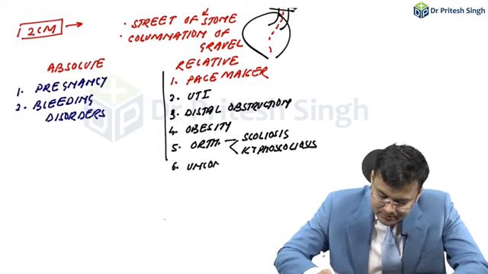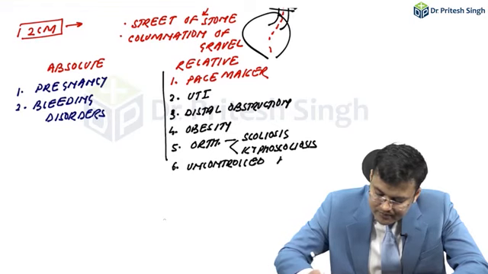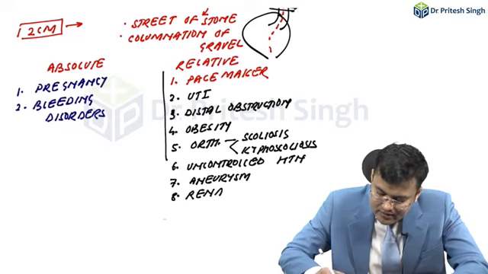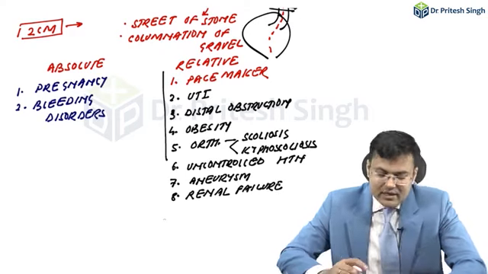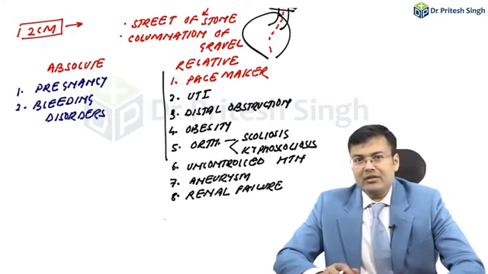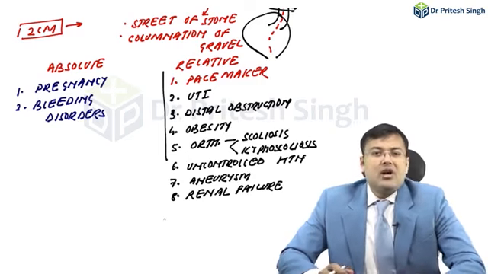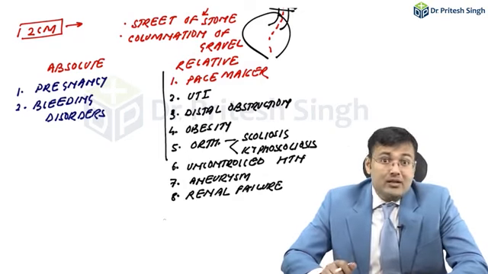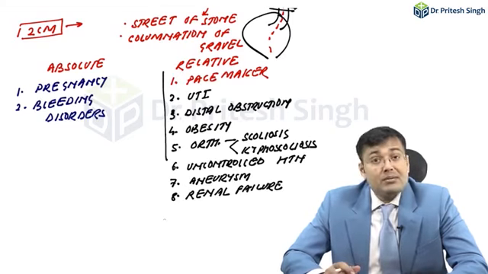Uncontrolled hypertension, aneurysm, and renal failure. Uncontrolled hypertension, aneurysm, and renal failure. Clear? So these are the absolute and relative contraindications. Now one simple question. Generally, the conditions in which ESWL is contraindicated, usually those stones are managed by PCNL.